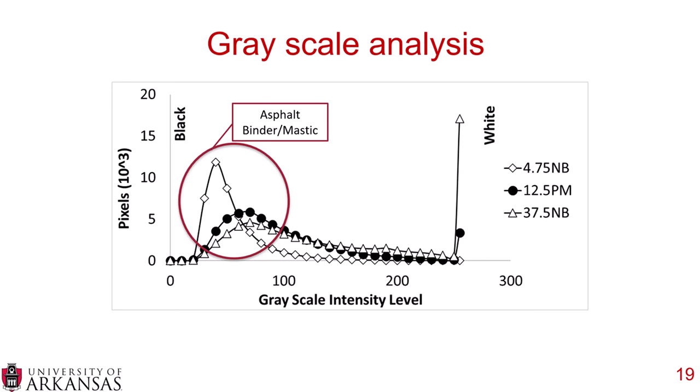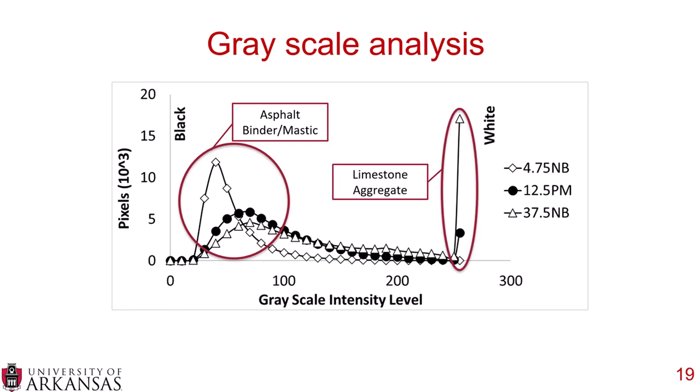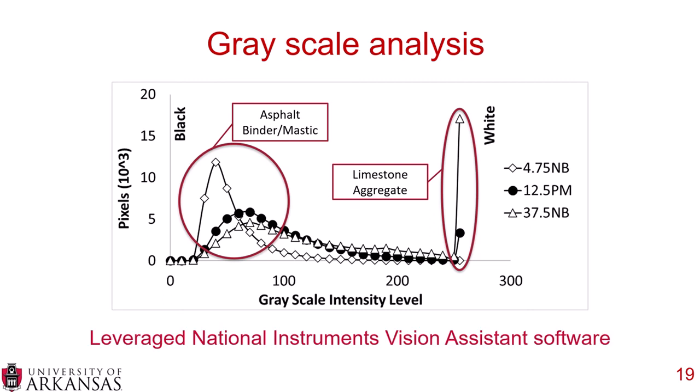Now, digging deeper into this graph, on the left side is the asphalt binder and the mastic type material. And on the right side, as I mentioned, is this limestone aggregate. As we go through this presentation, we will see how we use these 2 regions to look at how much asphalt binder and mastic is in a mix, and how much aggregate is in a mix, and how we can use the grayscale analysis to analyze that. To do this, we leverage National Instruments Vision Assistant software.